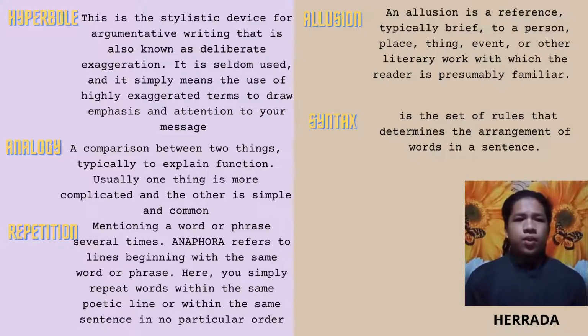Repetition. Mentioning a phrase or word several times. Anaphora refers to lines beginning with the same word or phrase. Here, you simply repeat words within the same poetic line or within the same sentence in no particular order. This has a way of making the sentence or even phrases very emphatic and also beautiful.